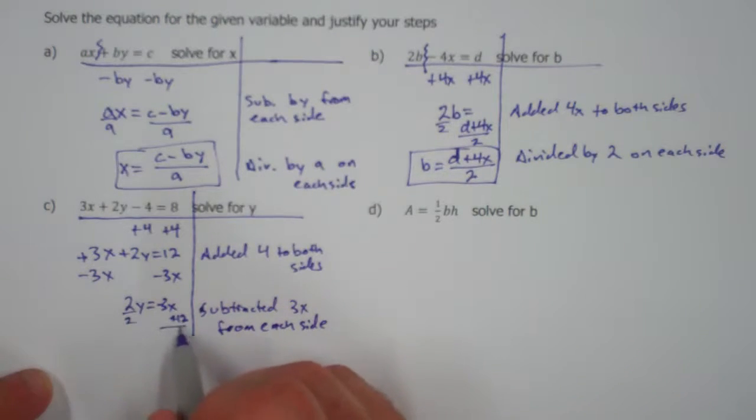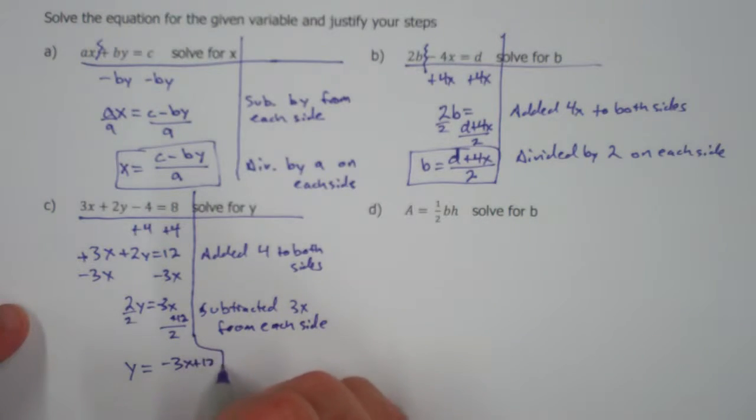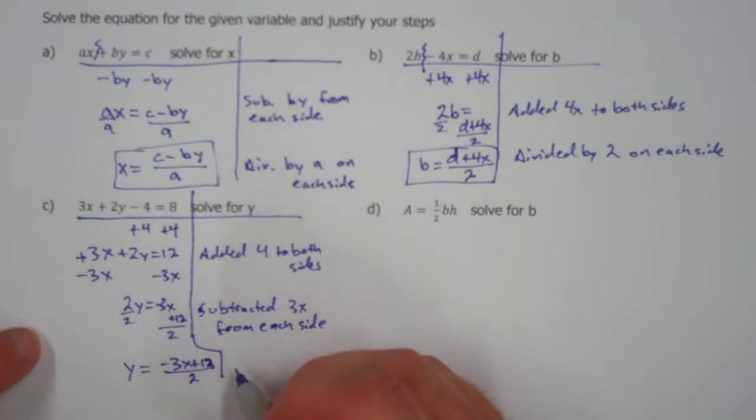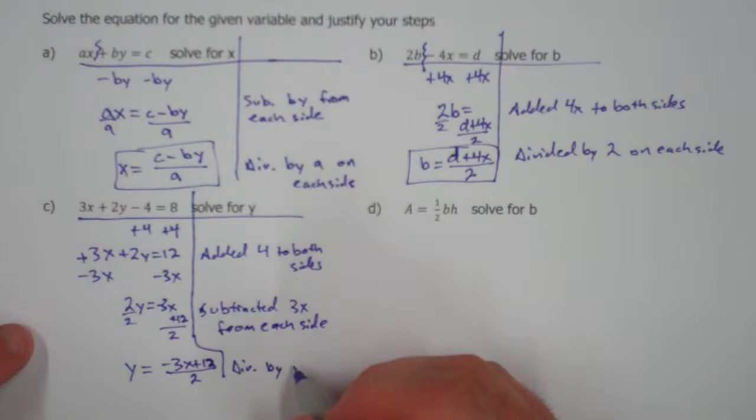and then we'll divide by 2. So we'll have y is equal to negative 3x plus 12 all over 2. And you could easily make this negative 3 halves x plus 6 if you did the division with the 2 to each term here. What we did to each side is we divided by 2.